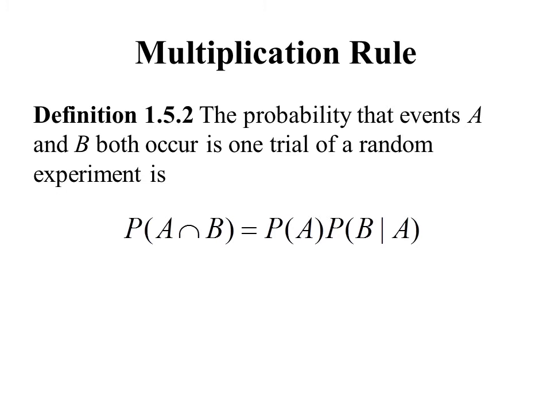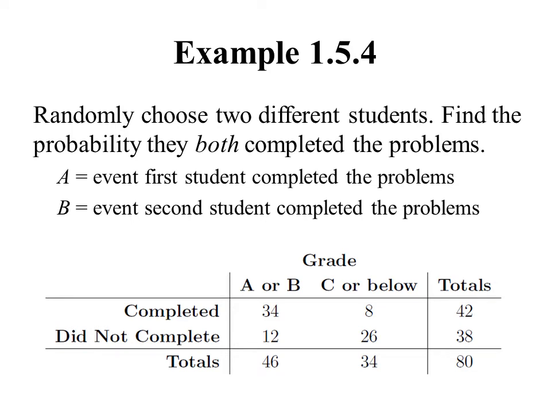So what this says informally is that to find the probability that both A and B have occurred, we need to take the probability that the first has occurred times the probability that the second has occurred, given that the first event has already. And so let's illustrate this with this next example. So I'm going to go back to this scenario of the professor who gives review problems for the tests, and then he records the grades that each student gets. And so remember what we've got here is 80 students who took the test. 42 of them completed the review problems, 38 did not.